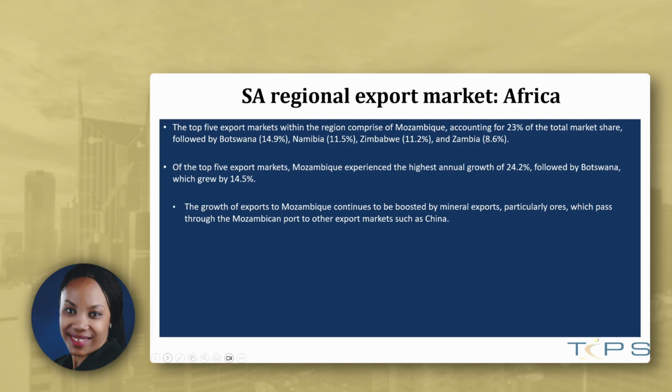Of the top 5 markets, Mozambique experienced the highest annual growth of 24.2%, followed by Botswana, which grew by 14.5%. So the growth, as you will remember, of exports to Mozambique continues to be boosted by mineral exports, particularly ores, which pass through the Mozambican port to other export markets such as China.